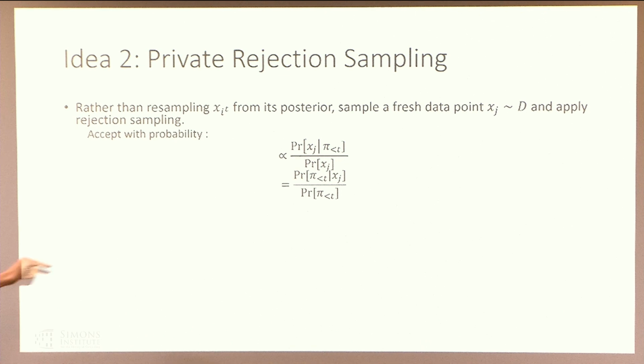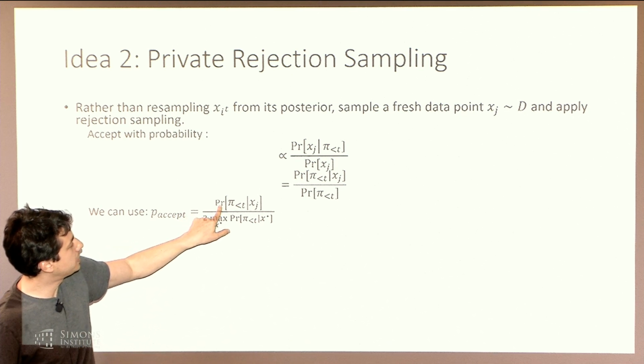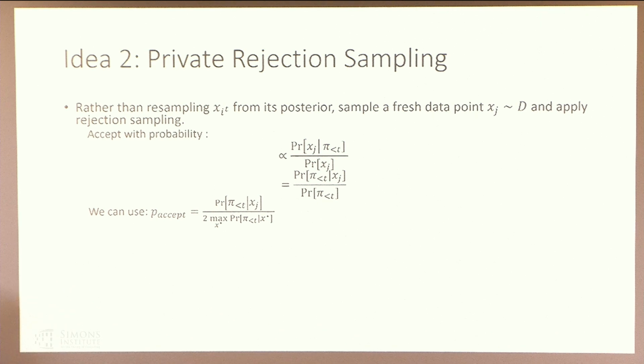The thing in the denominator, the probability of the transcript, we still don't know how to calculate because we don't know the data distribution, but it's data independent. And we only need to sample with probability proportional to this, so I can rescale it by any data independent quantity. It suffices to have people accept with probability equal to the probability that their part of the transcript would have been generated given their data point, divided by twice the maximum probability, over any data point they could have had, that their part of the transcript would have been generated. Those are quantities that they can compute with only the information they have on hand.